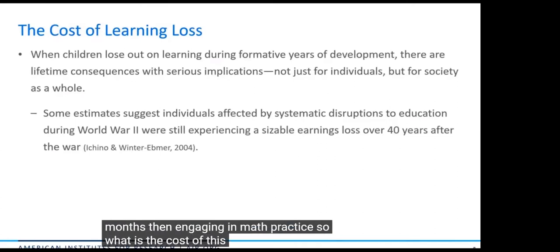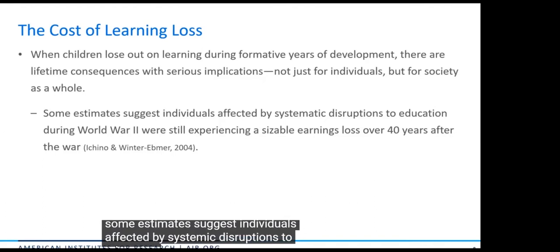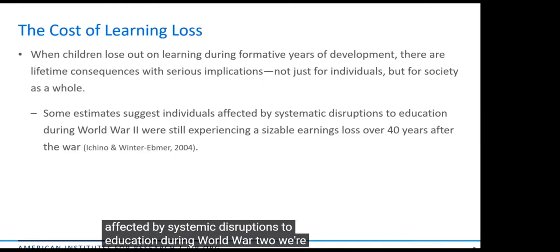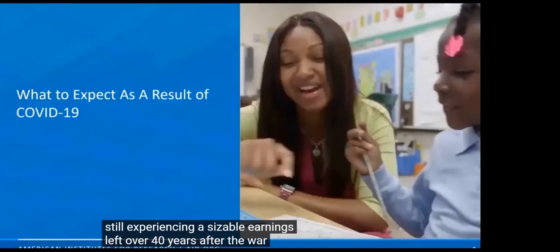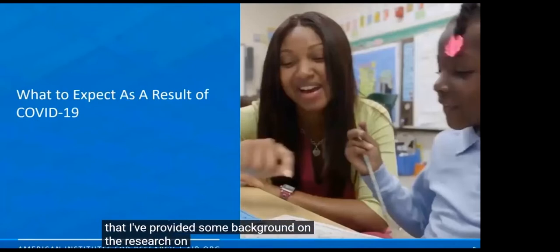So what is the cost of this learning loss? For individual students and society, there are lifetime consequences. Some estimates suggest individuals affected by systematic disruptions to education during World War II were still experiencing a sizable earnings loss over 40 years after the war. Now that I've provided some background on the research on learning loss, I want to turn to some research that can help us think about what to expect as a result of COVID-19.